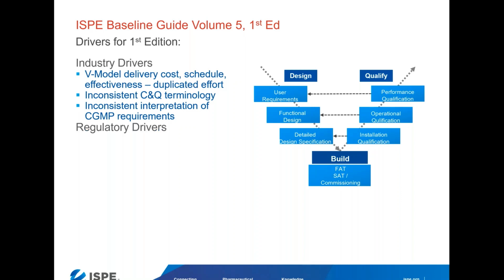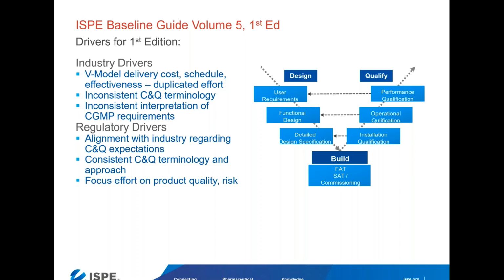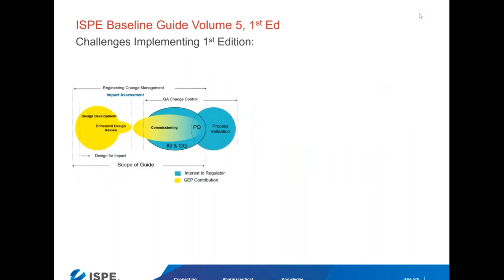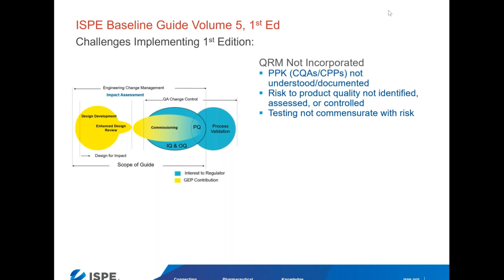So similarly, regulators had some of the same drivers. The agency wanted to align with industry regarding expectations for commissioning qualification, wanted the industry and inspectors to have a consistent terminology and approach to C&Q, and they wanted to focus the effort on product quality and risk to product quality. So the original Baseline Guide was published, and you may hopefully recognize this commissioning and qualification, or C&Q approach.